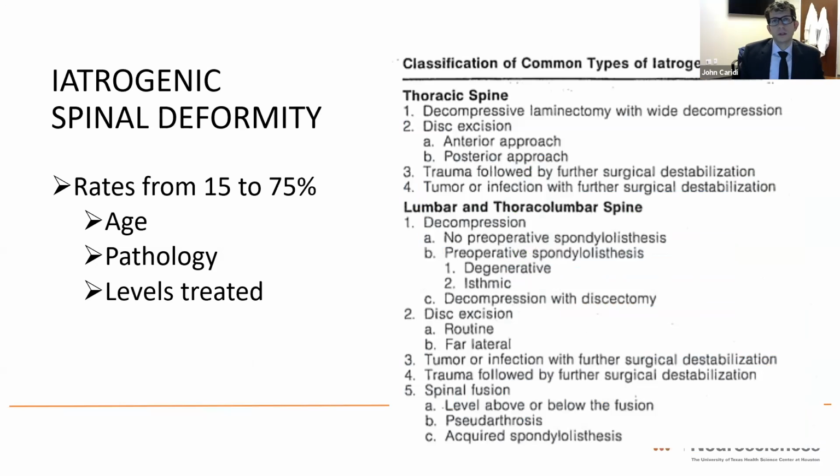So there is not a lot in the literature when you talk about iatrogenic spinal deformity, either because we don't really want to talk about it or because it's not necessarily studied. The rates vary, depending on who you read, between 15 to 75% based on different ages, pathologies, levels treated. This classification is not something that's typically used. I found this in a neurology textbook from 1992 or something like that.